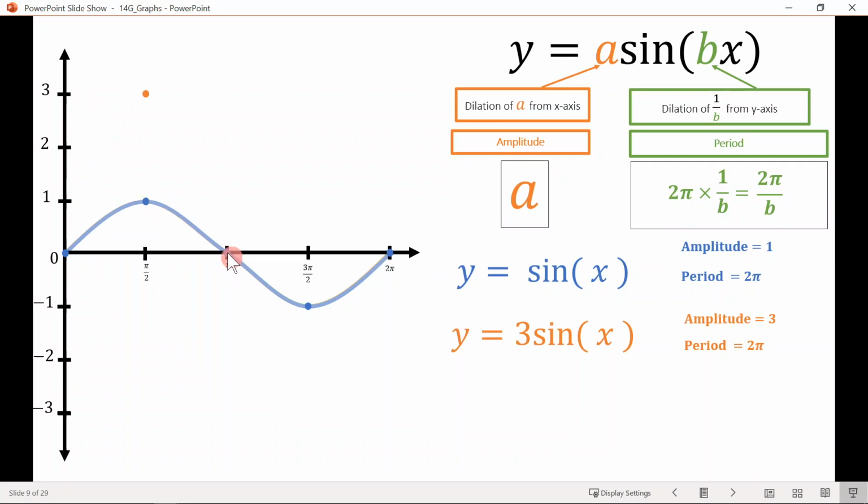So this point here is just 0, so it just stays where it is. But then this point here would dilate from the x-axis by a factor of 3, which means it would now come down here, as you can see. And it was -1 times 3, which brings us there.